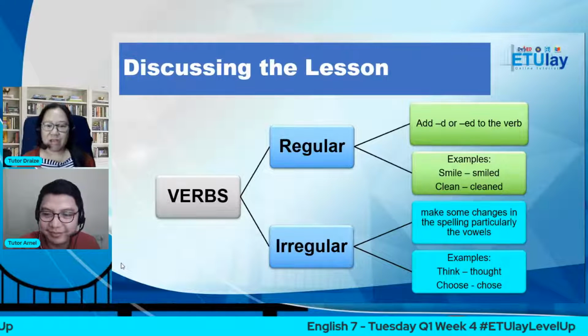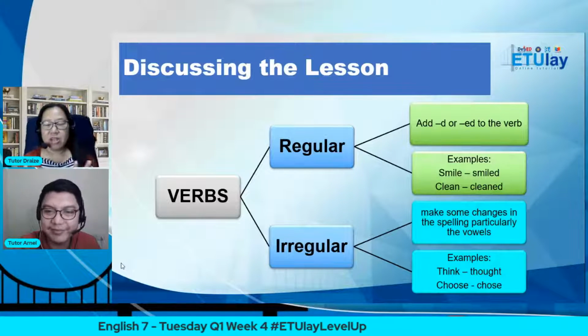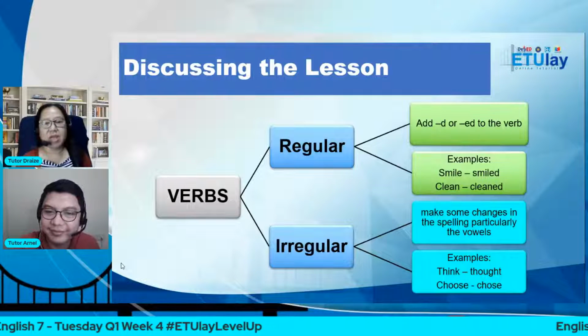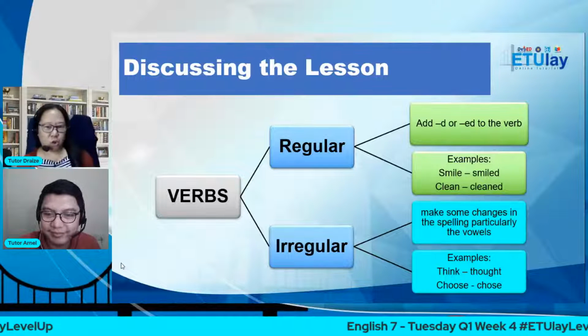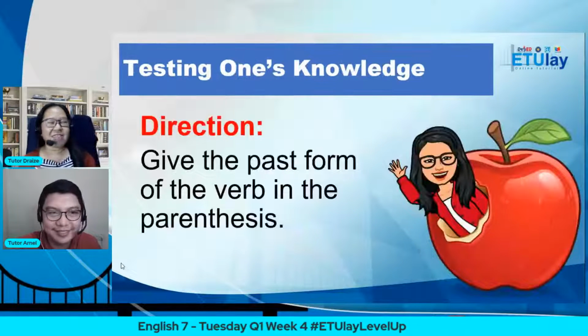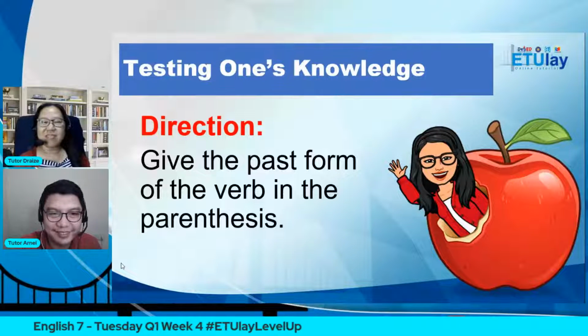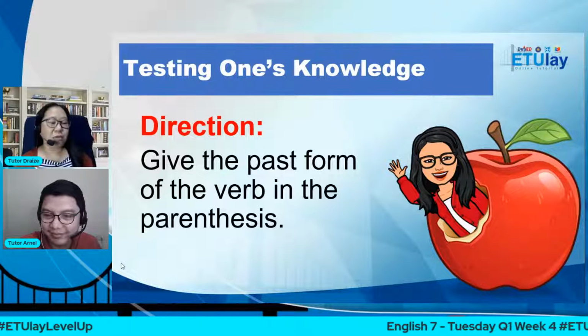And now for irregular verbs, you will have to make some changes in the spelling, particularly in the vowels, like think will be thought and choose will be chose. Okay, so don't forget that. Now, let's have our first activity to check whether you have really understood our lesson.